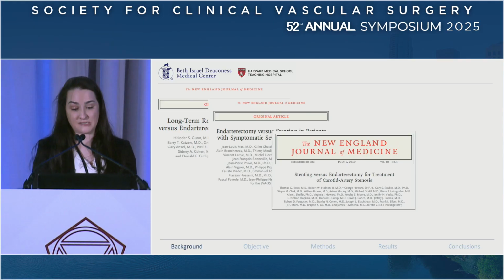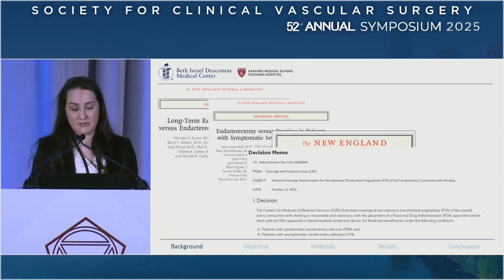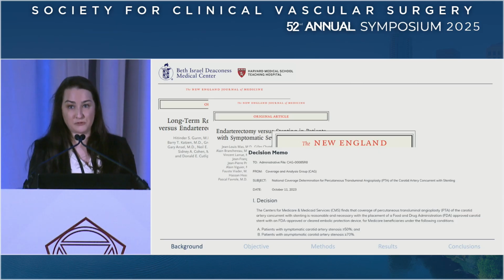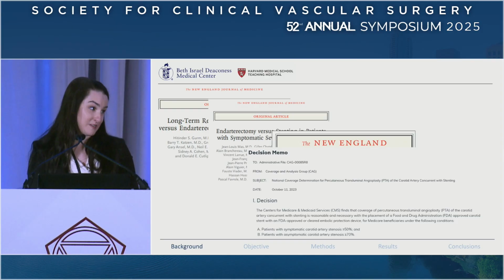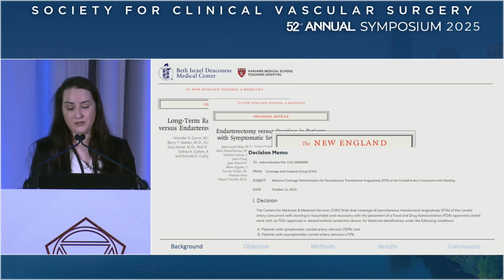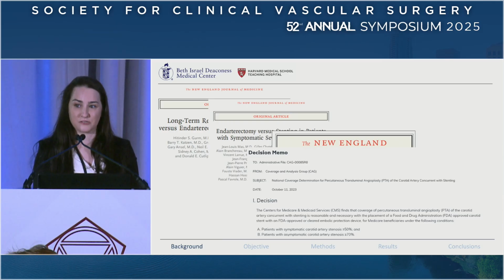In fact, one common criticism of many of these trials is the use of a composite outcome as their primary outcome, although strokes have a much higher impact on quality of life than MIs. Regardless, CMS approved the use of TFCAS in standard risk patients in October 2023. As part of this decision, and as previously alluded to, part of that required a shared decision-making process between surgeons and their patients regarding procedure selection.